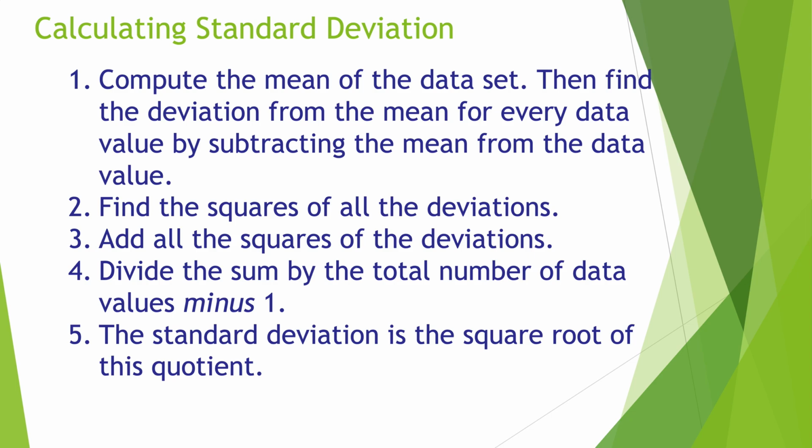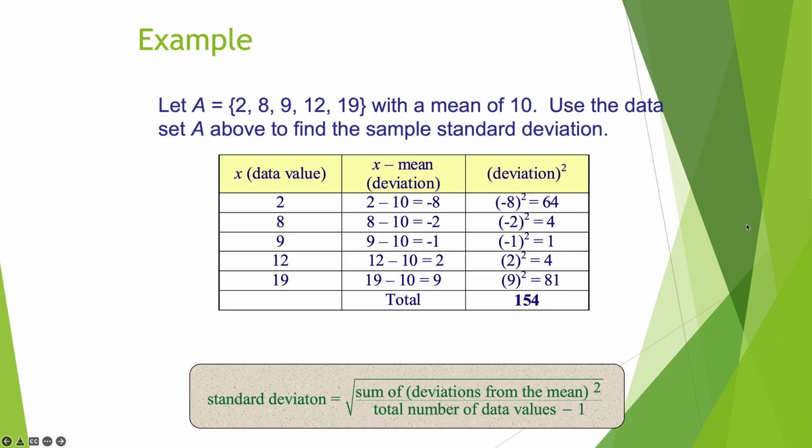Then you're going to square them all. Then you're going to add up all of those squares. We're down to step 3 now. Then we're going to divide that sum by the total number of data values minus 1. And then the standard deviation is the square root of whatever you got in step 4. Sounds like a lot of work, doesn't it? Well, let's go through some of these calculations.